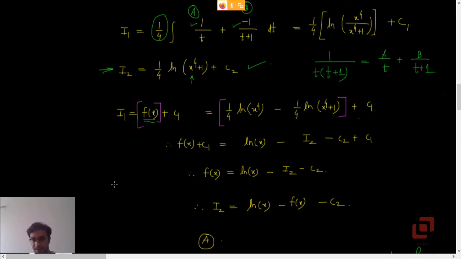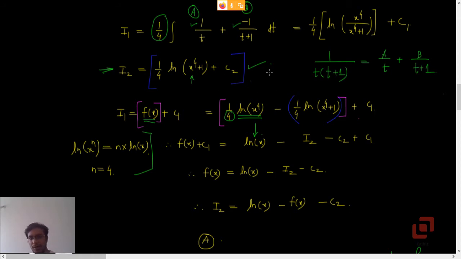Now how did log of x come? Here we have used the following law of logarithms, that log of x raised to n is n into log of x, with n equal to 4. So if n is equal to 4, log of x raised to 4 will become 4 log of x, and that 4 will cancel this 4, so that is merely log of x. Okay, minus. Now what about this integral? 1 by 4 into log of x raised to 4 plus 1. Is this I2? Yes, this is I2.